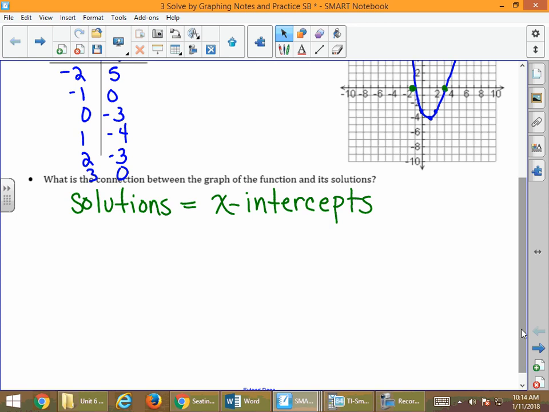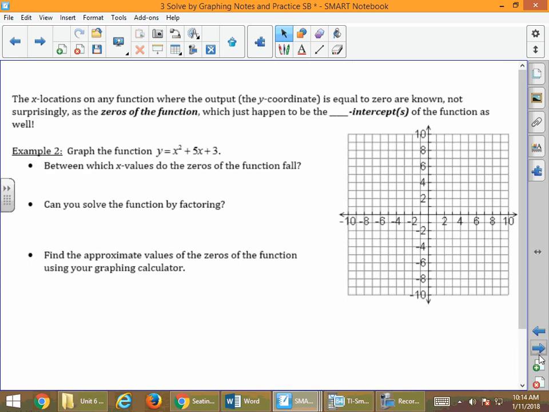So let's look at example number 2. Here it is again. The x locations on any function where the output, the y-coordinate, is equal to 0 are known, not surprisingly, as the zeros of the function, which just happen to be what we just said here. They're going to be the x-intercepts of the function. Solutions are the x-intercepts.